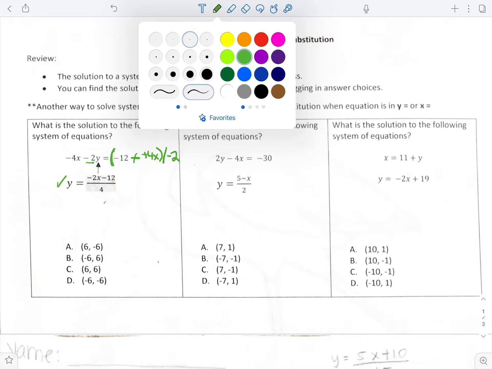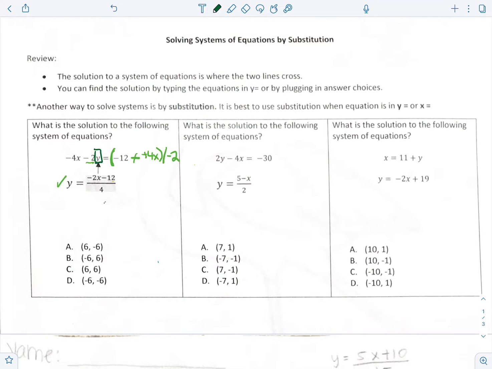Now from here, if we go in and type in our y equals, parentheses negative 12 plus 4x, close parentheses, divided by negative 2 into y1. And in y2, negative 2x minus 12 all divided by 4, or you can simplify that if you like. Then we can discover what our solution is by just typing second trace 5 and enter 3 times. Don't be afraid to do that.